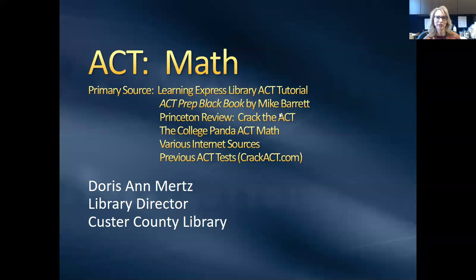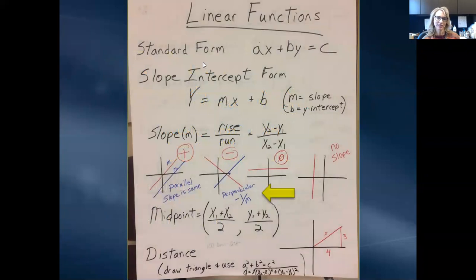We're going to talk a little bit this time about linear functions. All right, the standard form of a linear function is ax plus by equals c. More often than not, you're going to have to use the slope-intercept form, which is y equals mx plus b, where m is your slope and b is your y-intercept.